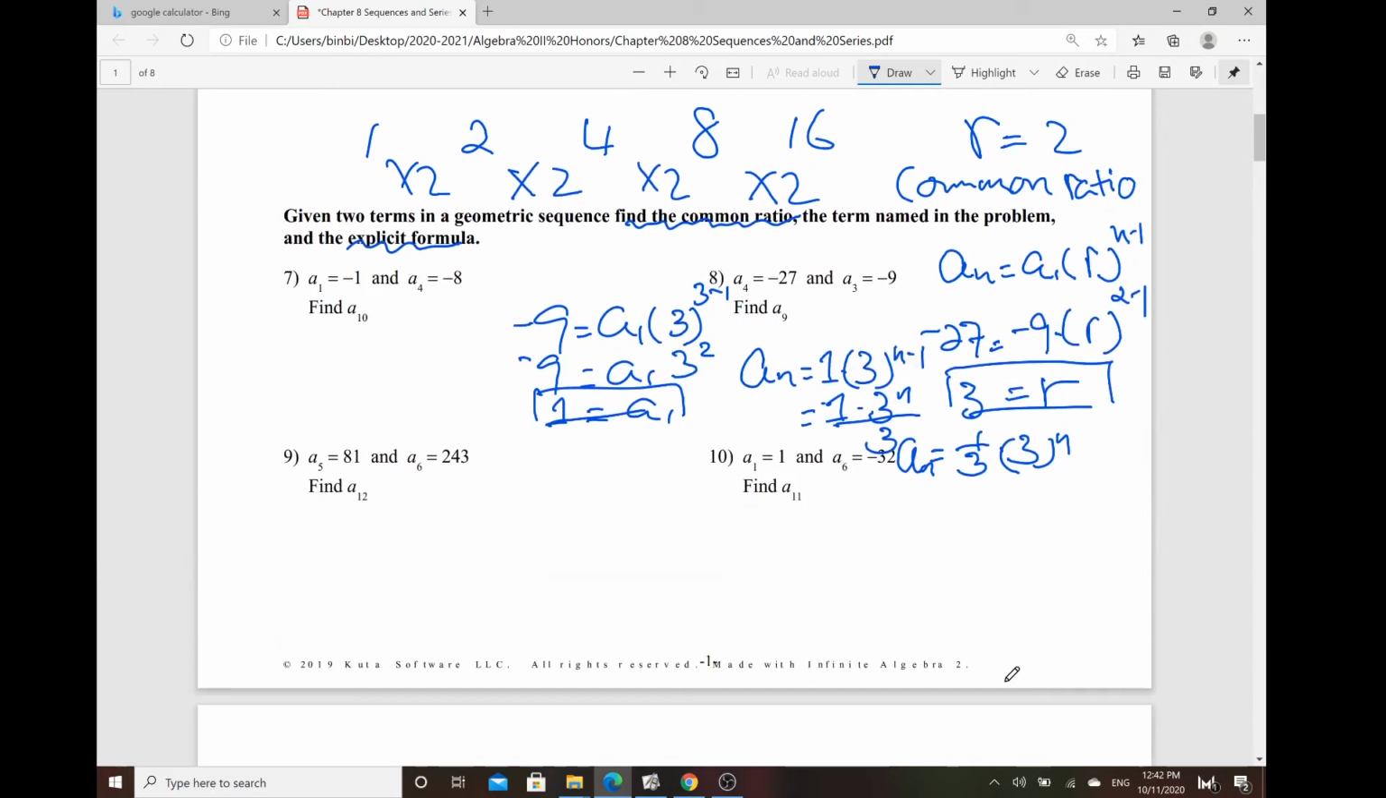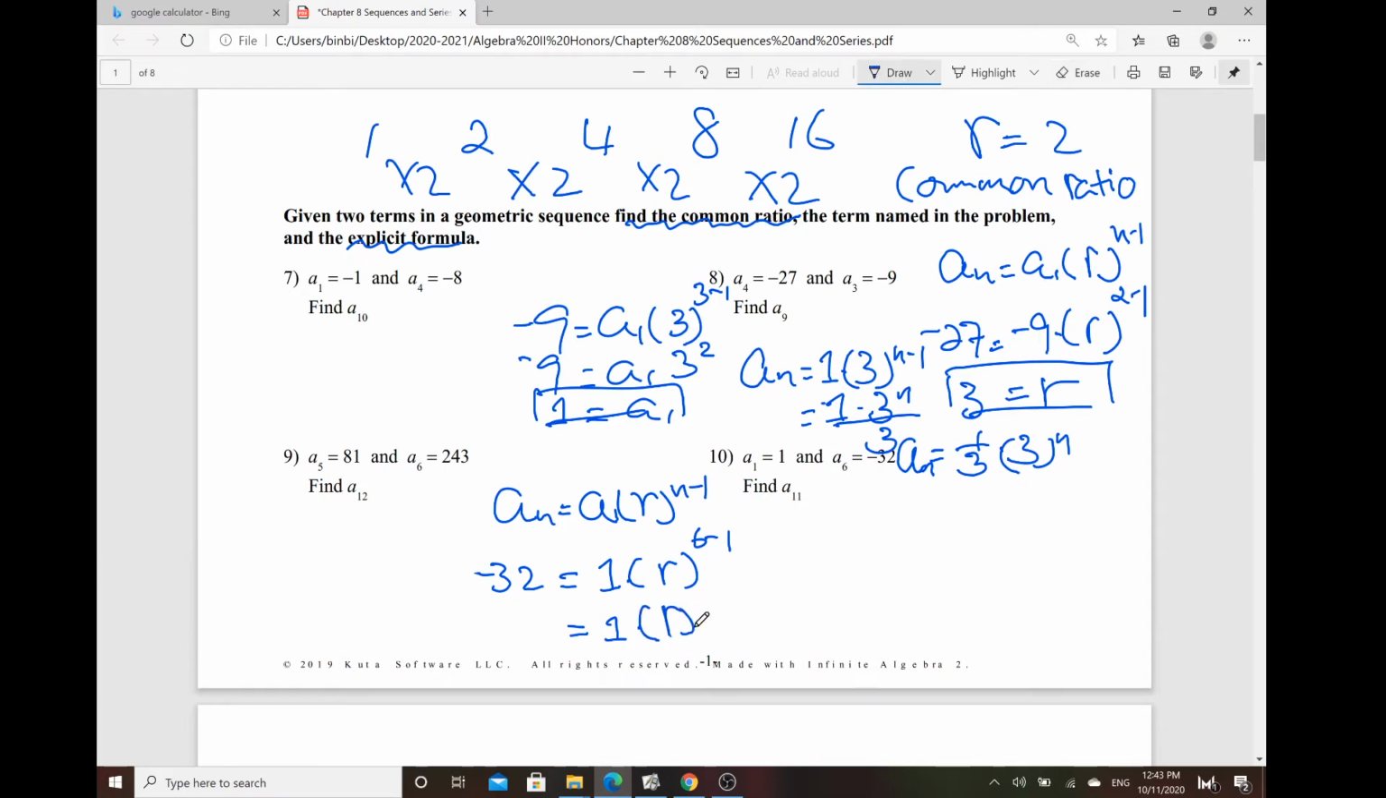Okay, so now let's try another one. The other one, we do have a sub 1 is 1, a sub 6 is negative 32. So you want to find the common ratio, the explicit formula, and then a sub 11. Using that formula again, a sub 1 is given, a sub 6 is given. So started off with a sub 6, negative 32. A sub 1 is 1. Common ratio, we don't know what that is. n minus 1, so 6 minus 1, which is 5. So r to the power of 5.